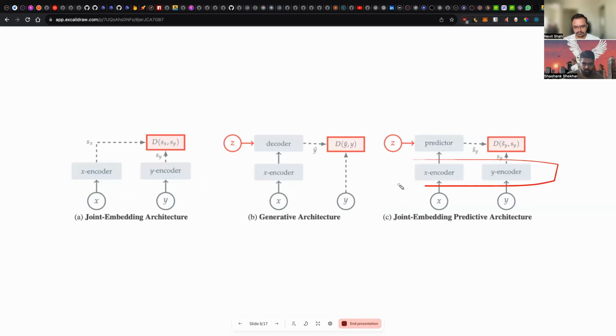So that's where the JEPA acronym comes from: the joint embedding idea from here, because you again have two encoders. And the predictive idea comes from the generator, which instead of trying to generate in the output space, generates in an intermediate embedding space, and then you map your response also to that space instead of directly applying it to the loss function. So that's my key takeaway. And I'll just take a pause here and see what you guys think.